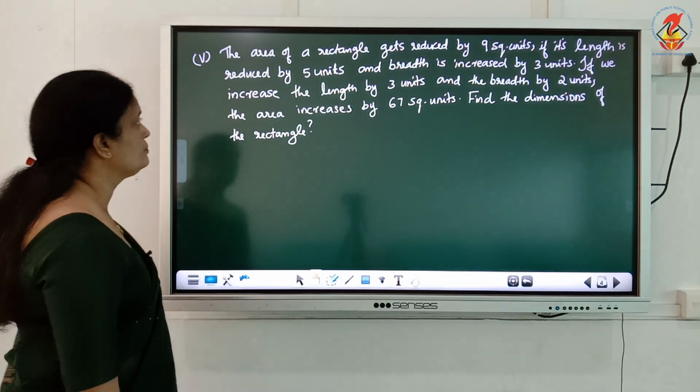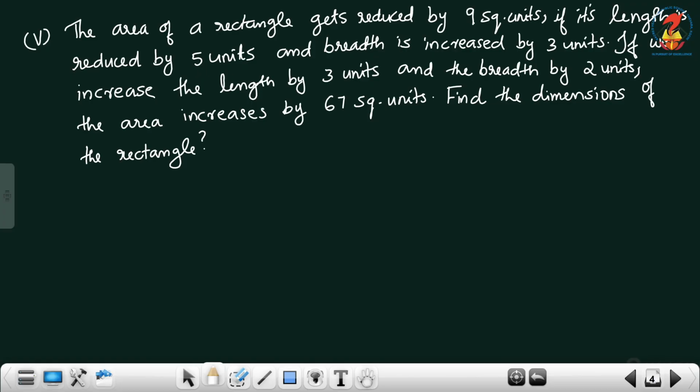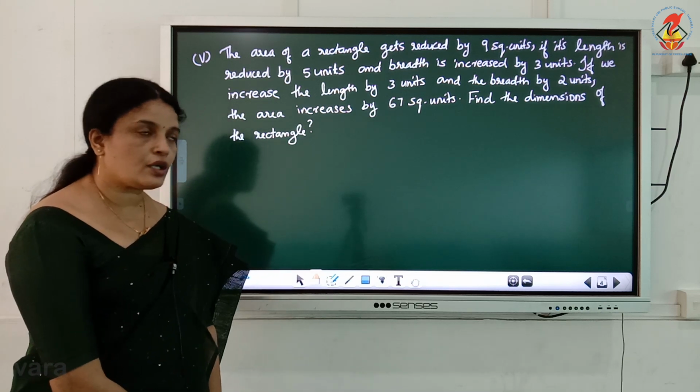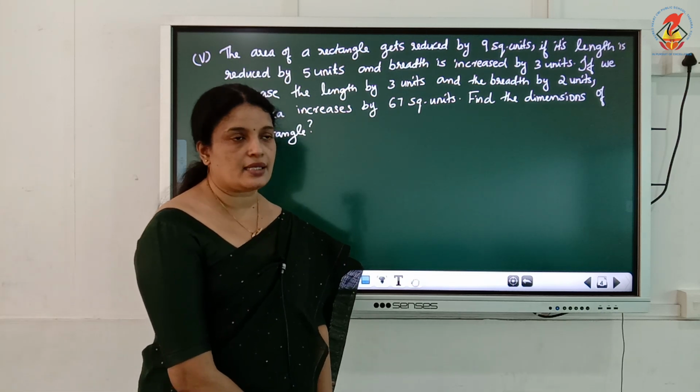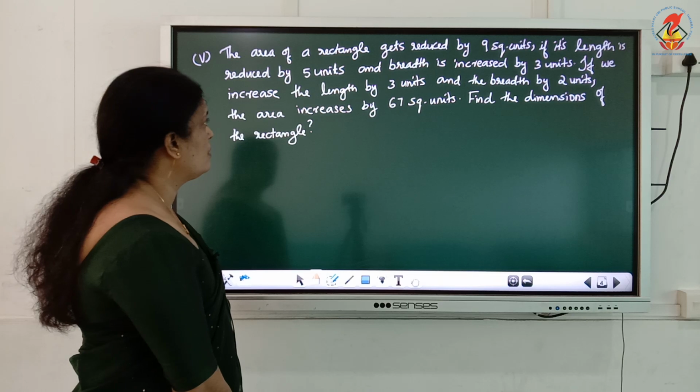Next, fifth one. The area of a rectangle gets reduced by 9 square units if its length is reduced by 5 units and breadth is increased by 3 units. If we increase the length by 3 units and the breadth by 2 units, the area increases by 67 square units. Find the dimensions of the rectangle. Okay, in this question also, two cases. What are the two cases?